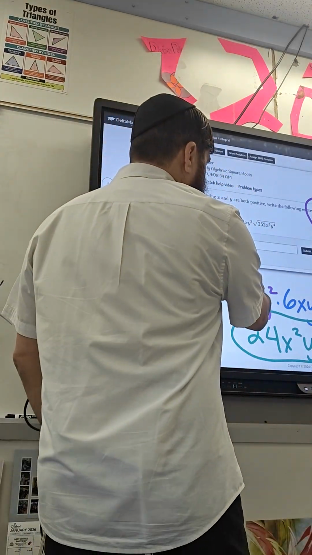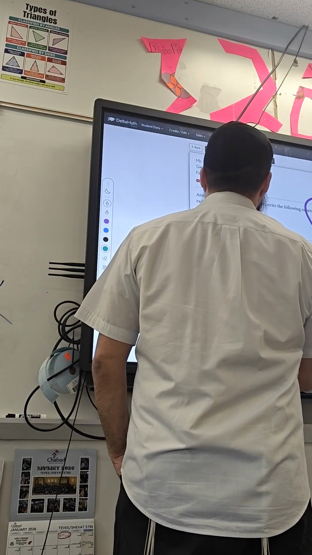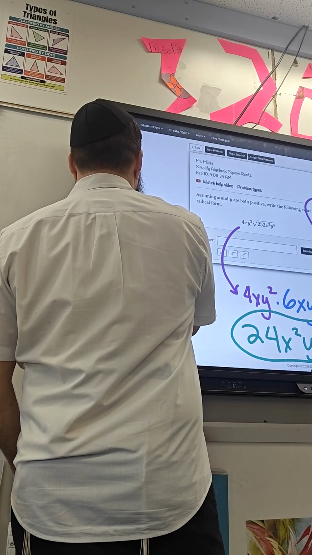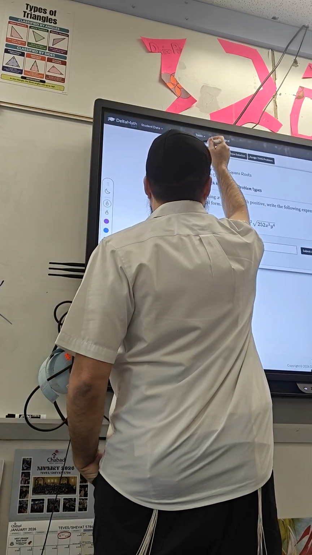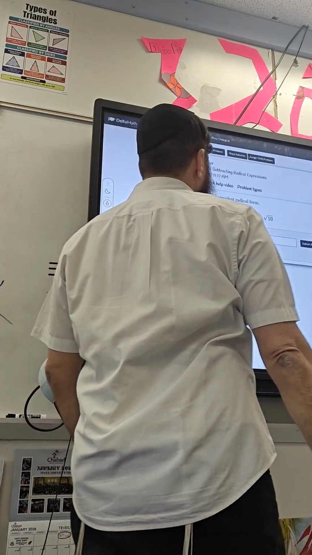And again, just notice they have the different options here. You can choose cube root or square depending on what kind of problem it is. So let's go back. Adding, subtracting. So this is what we're doing today.